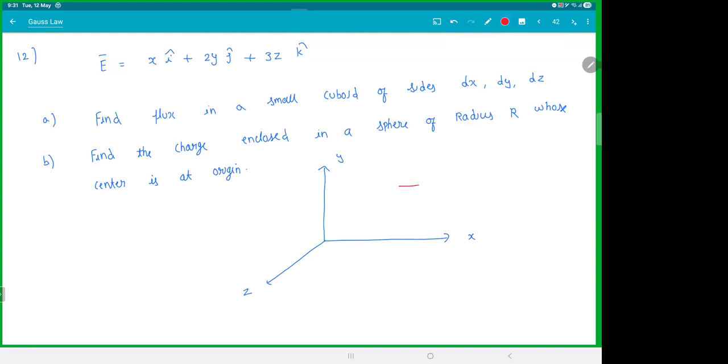So someone is asking you to construct a small cuboid. Again, I'm drawing a big one, but technically it should be very small. Whose dimensions are, this would be dx, this would be dy, and this is your dz. So a very small cuboid. What is the flux in this small cuboid because of this field? And remember, the field is not the same. So let's see how you will do it. This would be a good advanced more-than-one-choice question.